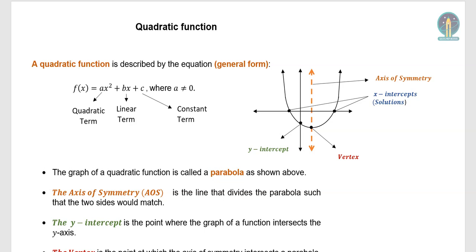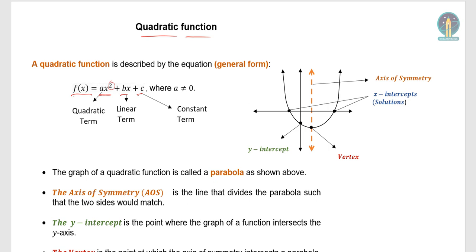In this concept, we're going to talk about the quadratic function. A quadratic function is a function that is described by the following equation form. f of x, which is the function, is equal to ax squared plus bx plus c, where ax squared is identified as a quadratic term, meaning the exponent of x is 2. The largest exponent out of any of the terms of the function is 2.